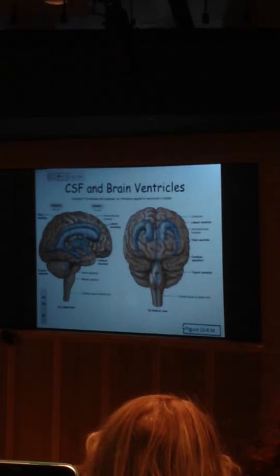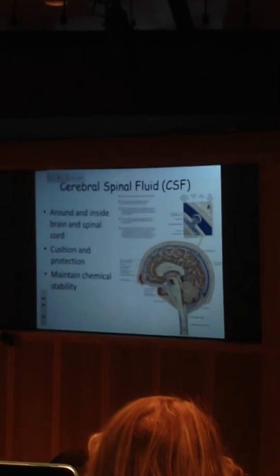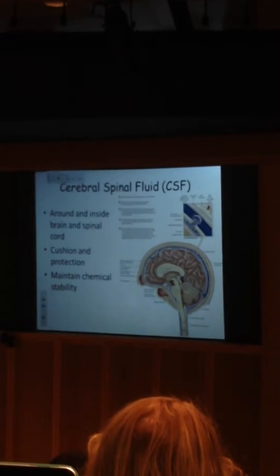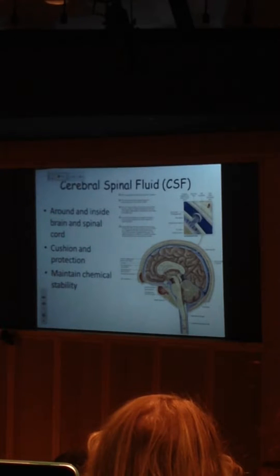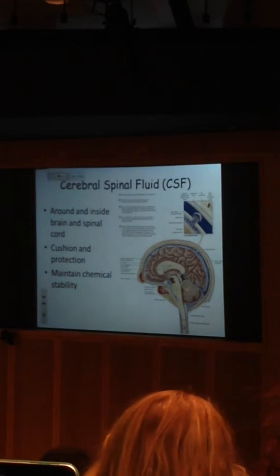The channel connecting the third ventricle and the fourth ventricle is called the cerebral aqueduct. Okay, so here are the very important structures: the lateral ventricles, third ventricle, and fourth ventricle. And we also have the connections, which are the interventricular foramen and the cerebral aqueduct. Cerebrospinal fluid, as we see, is surrounding your brain and also found inside of your ventricles.